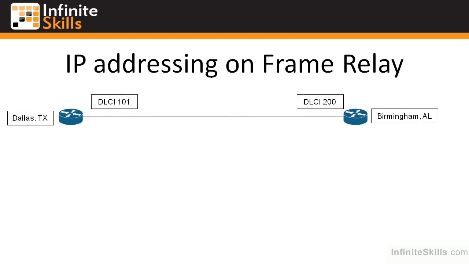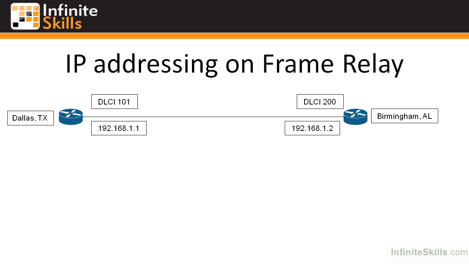Now I've simplified our frame relay network, only two points here, and you'll see we have DLCI 101 in Dallas, DLCI 200 in Birmingham. However, since we're talking about inverse ARP, I've also added the IP addresses on here, 192.168.1.1, and 192.168.1.2 over here in Birmingham.